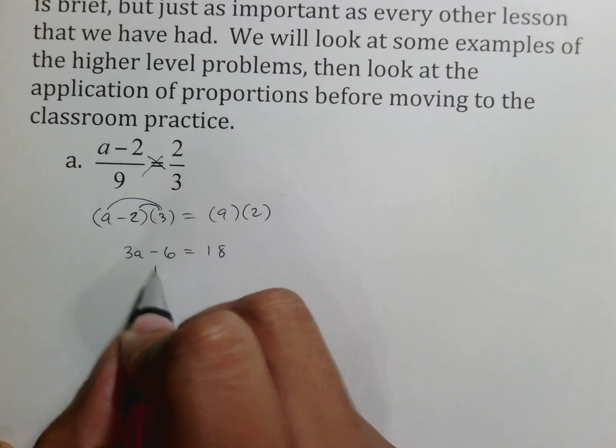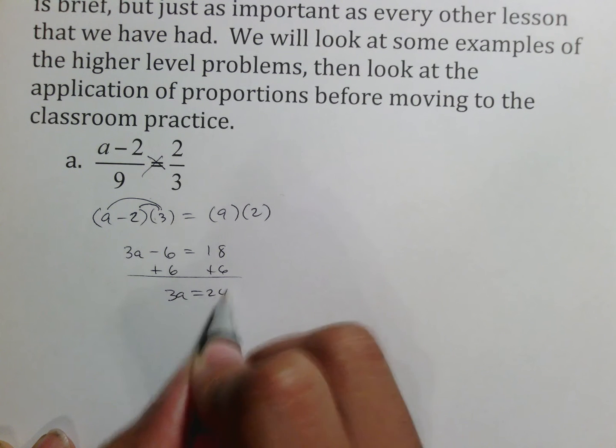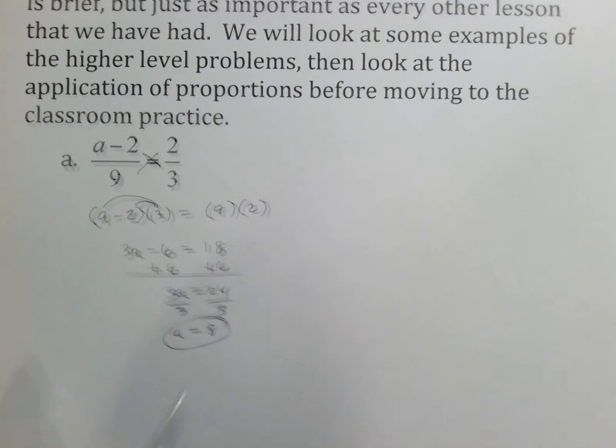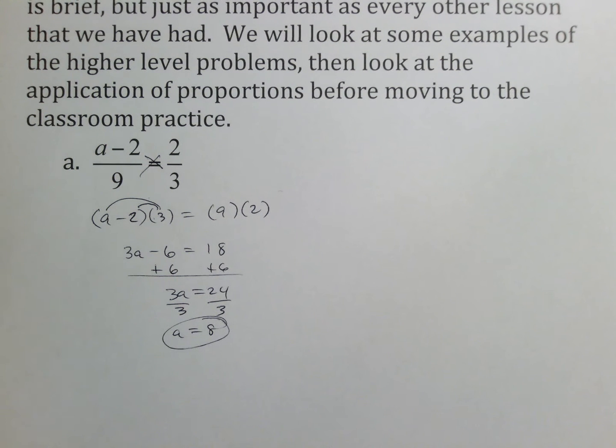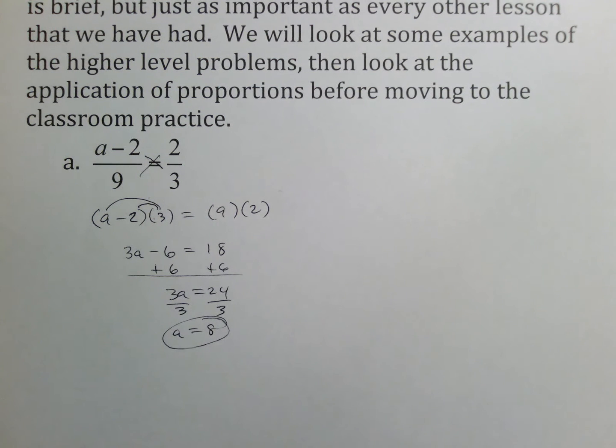After that, we know we get rid of the 6 first by adding 6. We know we get rid of the 3 by dividing by 3, getting the answer of a equals 8. So that is what I meant by it being a brief lesson. There's really not a lot for me to teach you as long as you understand to do what I'm asking you to do, which is put parentheses around the things that are being multiplied.